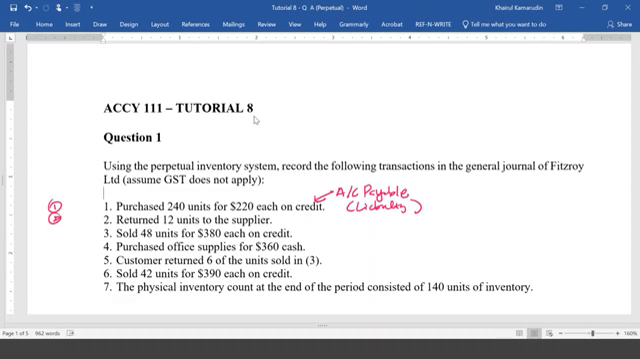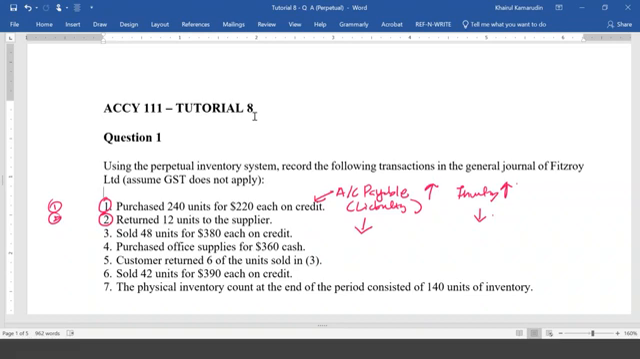Okay, so your liability increases, your inventory also increases. For the second one, your accounts payable reduces, your inventory also reduces. Please do number one and number two. I'll give you 2 or 3 minutes.